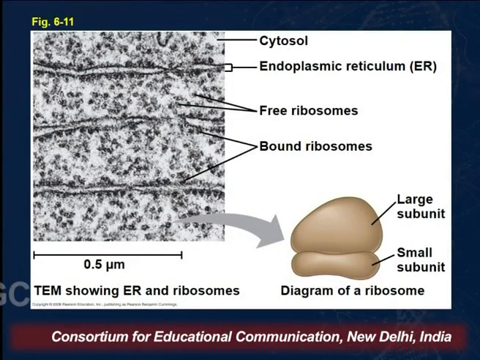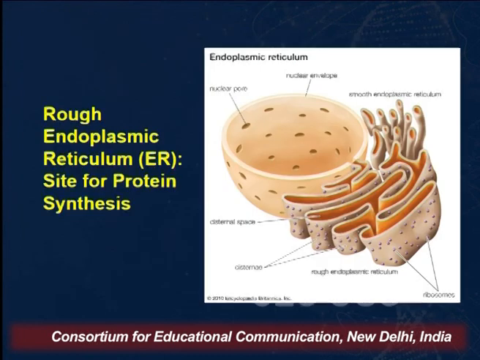Now these ribosomes contain two units. One is called the large subunit, the other is called the smaller subunit. So if we see the transmission electron microscopy image over here, we can see the ribosomes which are attached onto the endoplasmic reticulum. Each of the ribosomes contains a large subunit, as well as a small subunit.